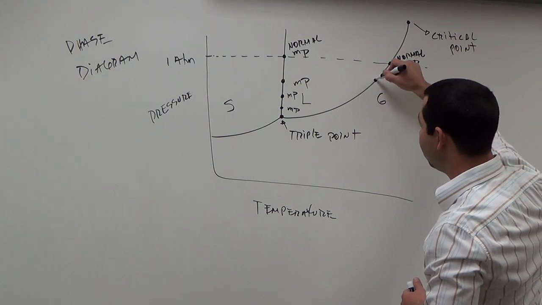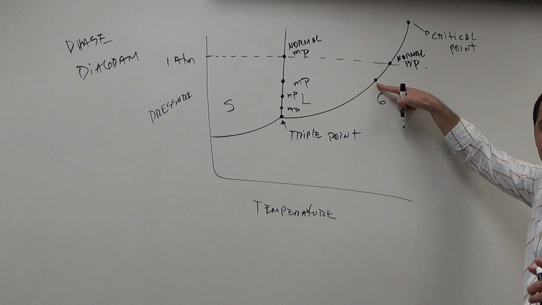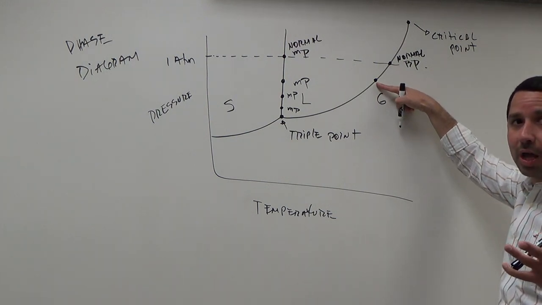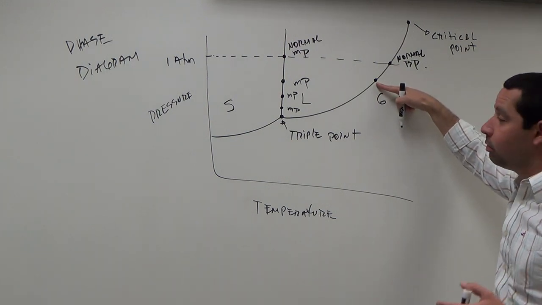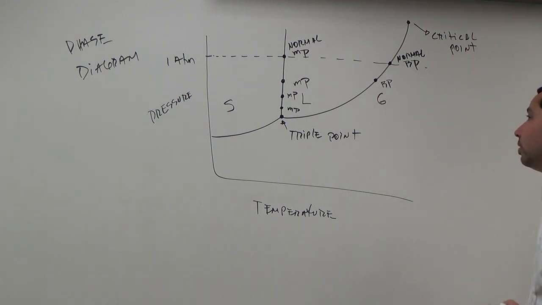How about this one, right here? It's a boiling point. Is it called the normal boiling point? No. So what is it called? The abnormal? This is just a boiling point. It's not abnormal. It's just not normal. And not normal means you are special too.